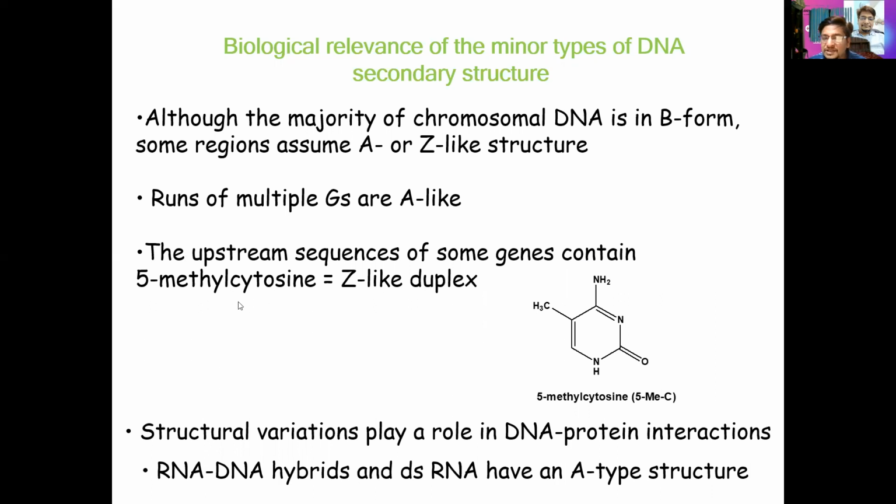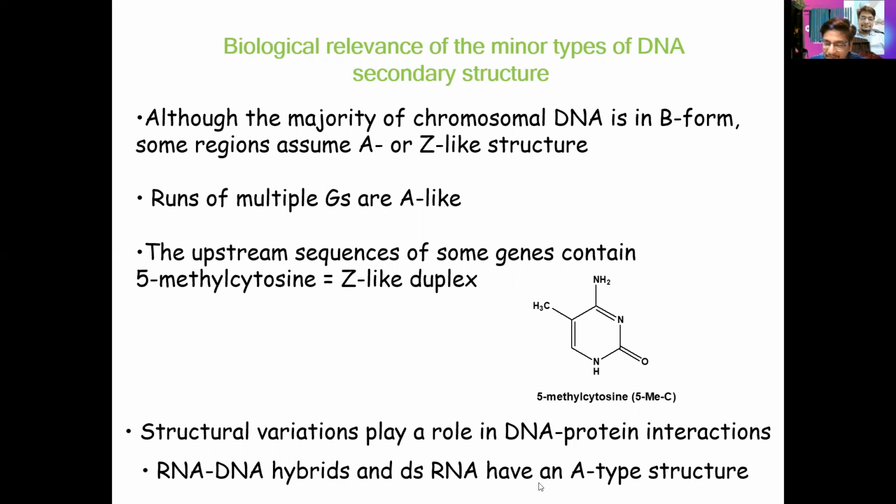If you look at the upstream sequence of some of the genes, we know they contain the methylated form, especially the GC boxes. So we have the DCM methylase, which is going to transfer the methyl group onto the cytosine. You can see over here the 5-methyl cytosine. More often than not, it is going to have the Z-like duplex. So these structural variations are going to play a very important role in the way they interact with the different proteins.